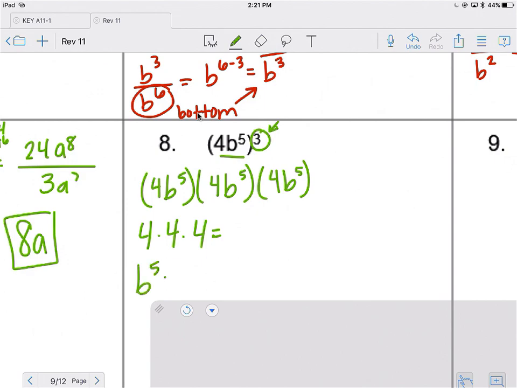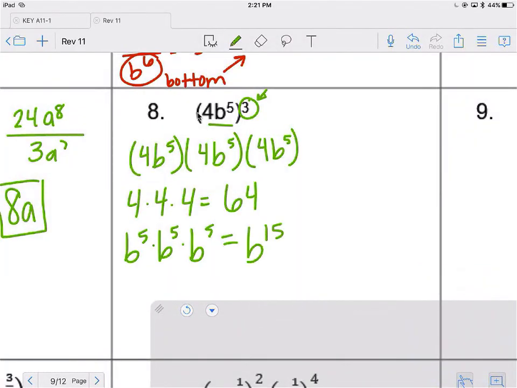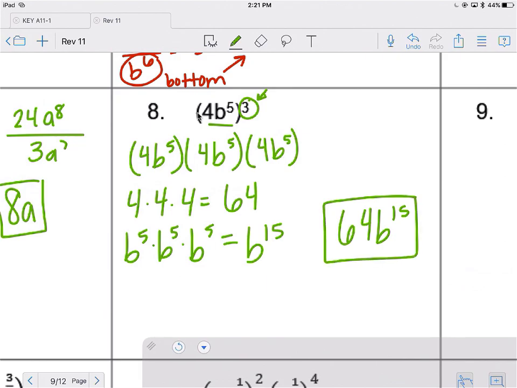And then b to the 5, b to the 5, b to the 5. 4 times 4 times 4 is 64. B to the 5 plus 5 plus 5 is 15. So we have 64b to the 15. Now you can distribute your powers and do 4 cubed b to the 5th cubed, where you multiply these and you put this number in your calculator.